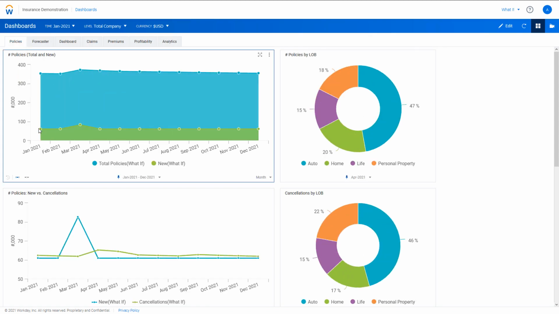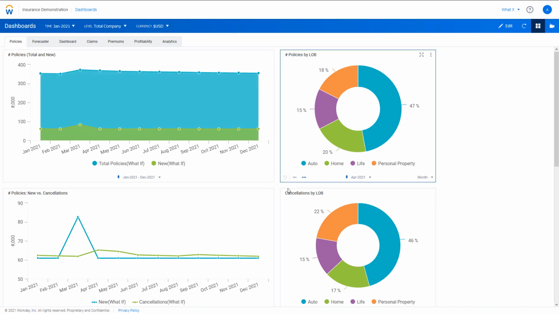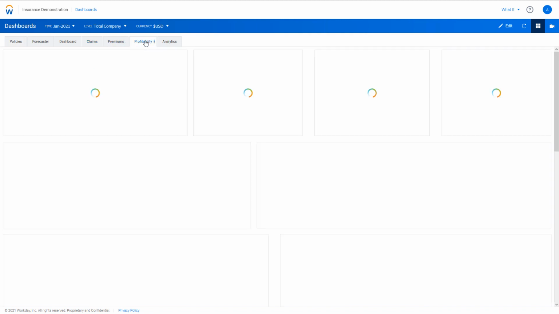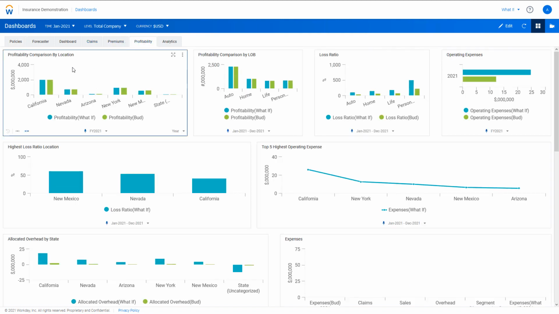So here's my total and new versus cancellations, policies by line of business, cancellations by, or perhaps claims, premiums. But in this case, I'd like to go into profitability. And here you have to look close. As I look at my what if, that's $2.022 billion, whereas my budget was $2.040 billion. So it actually dropped considerably, but the numbers are so big it's tough to see on the graph.